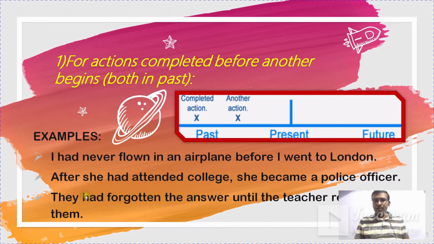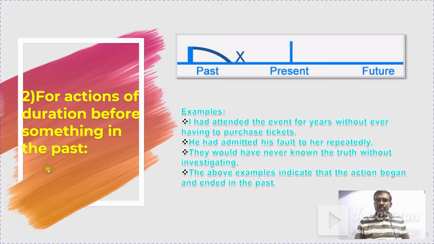That's all. In the next slide, let us discuss actions of duration before something in the past. Before the example, let us look at the pictorial representation. Here is a past action that is completed and got over. This action gets completed in the past. After that, there is no continuation in the past.